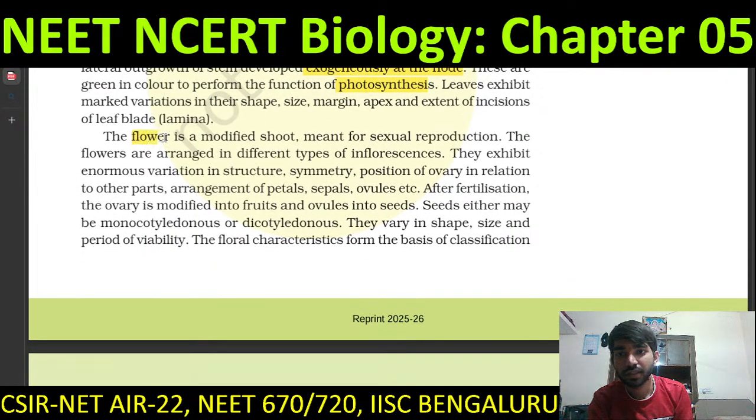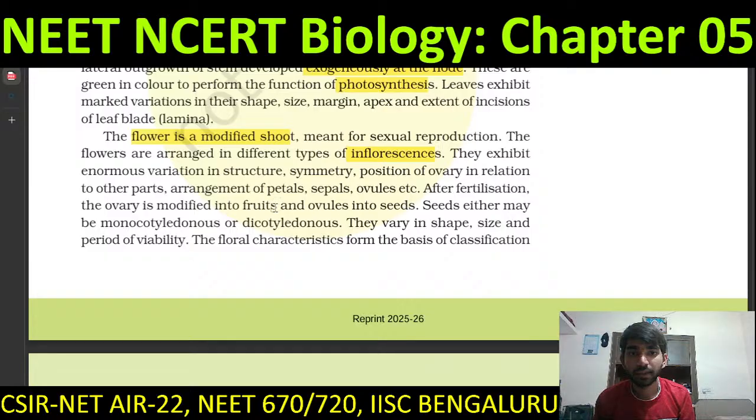I told you the shoot apical meristem gets converted to floral meristem, and that gives rise to different floral whorls. Meant for sexual reproduction, flowers are arranged in different types of inflorescence. Racemose, cymose. Racemose has indeterminate growth, so it is continuously growing. And the flowers at the bottom are the older ones, and the ones at the top are the younger ones. That is called acropetal succession. Similarly, cymose is the opposite of that.